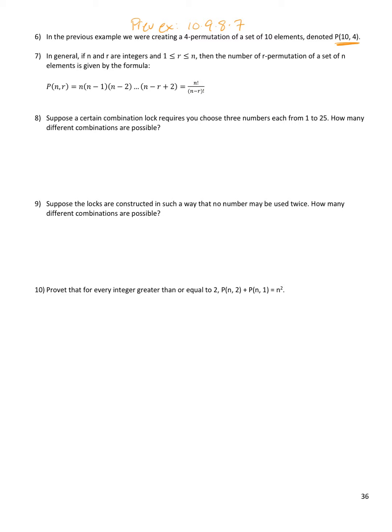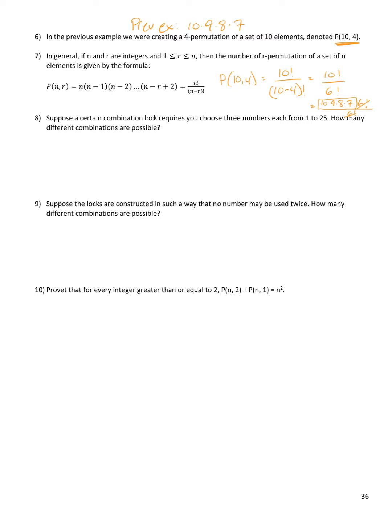So if I do P(10, 4), that should be 10 factorial over 10 minus 4 factorial. So 10 factorial over 6 factorial. And 10 factorial is 10 times 9 times 8 times 7 times 6 times 5 times 4 times 3 times 2 times 1, which is 6 factorial, over 6 factorial. And your 6 factorials cancel, and you get the same thing that we got just by thinking it through. So this formula captures the process that we used in the example.